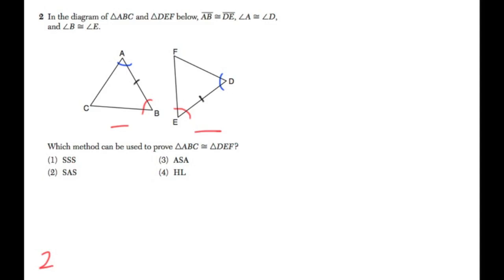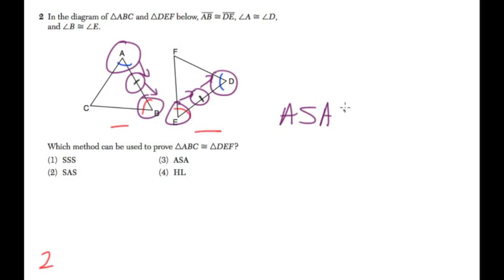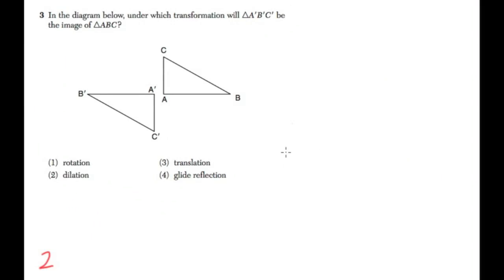Well, let's just follow the marks that we made. Here we have an angle, follow it to a side, follow it to an angle: angle, side, angle. So it's angle, side, angle congruent to angle, side, angle. Right there, choice number 3. Easy peasy.